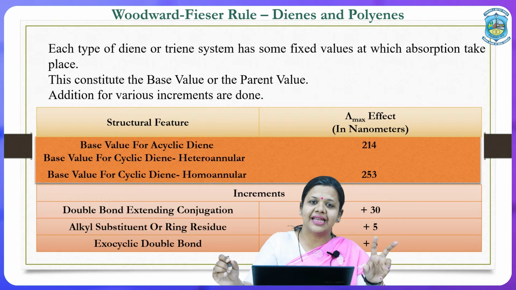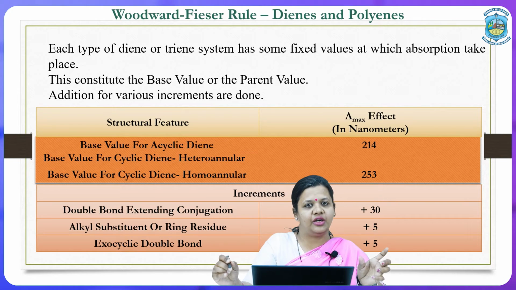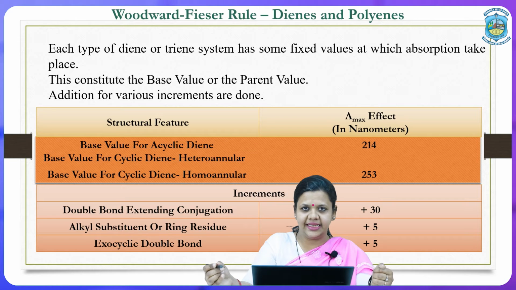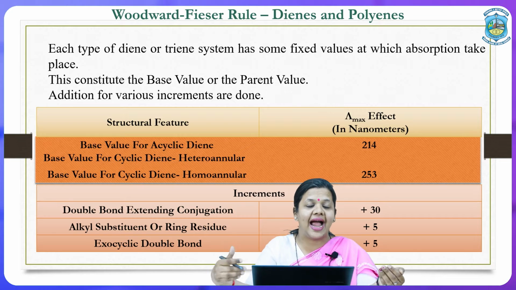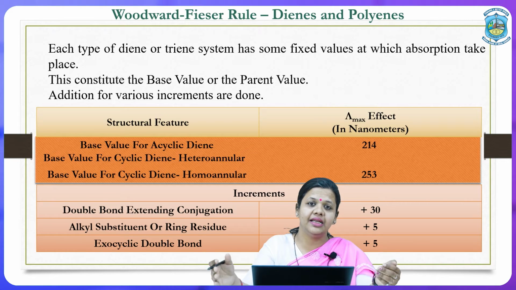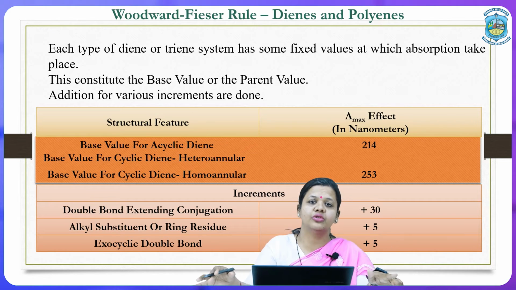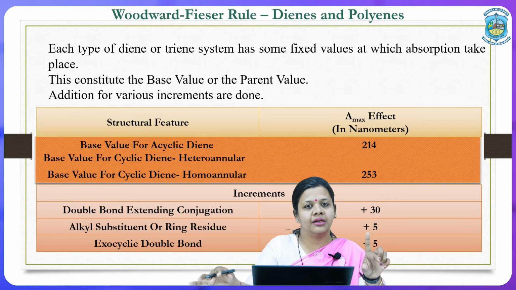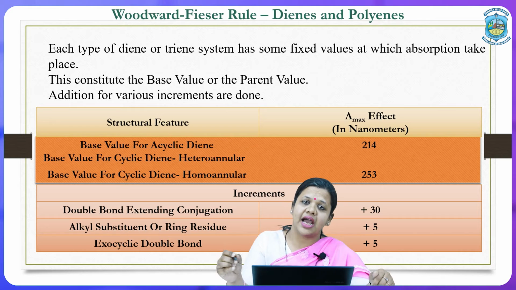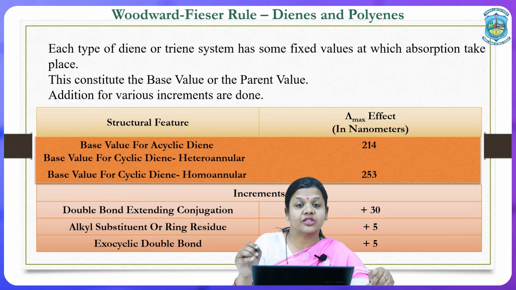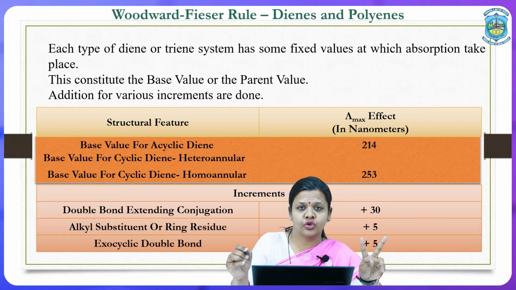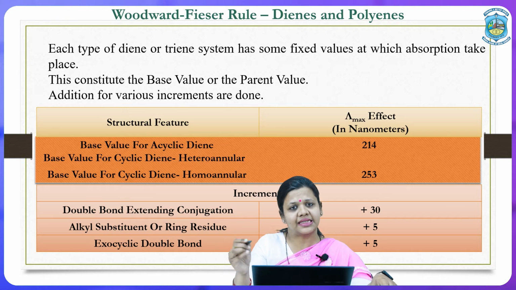So, first during calculation there is a parent value or a base value which we have to identify. As in any construction, there has to be a base on which you keep on adding certain things. Similarly, for a given structural layout of a diene or a polyene, Woodward and Fieser have given certain fixed values. Especially in case of dienes, the dienes can be of two types. They can be straight chain or acyclic dienes, or they can be cyclic structures.